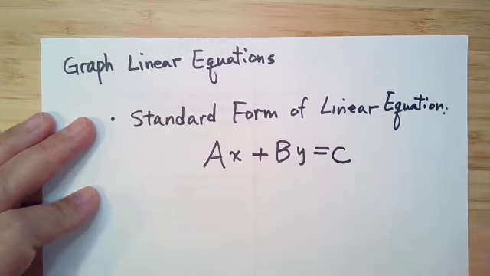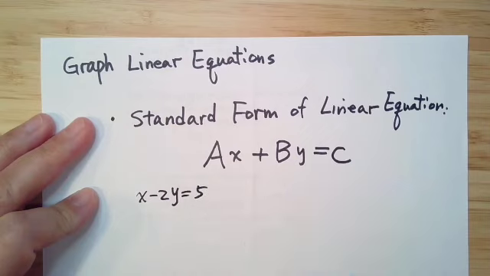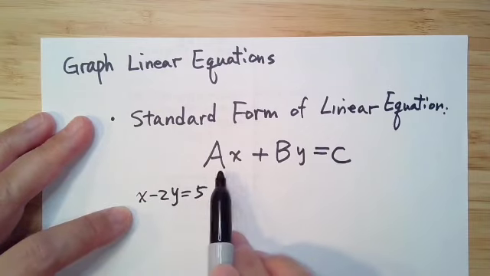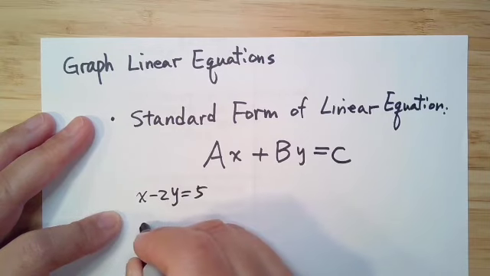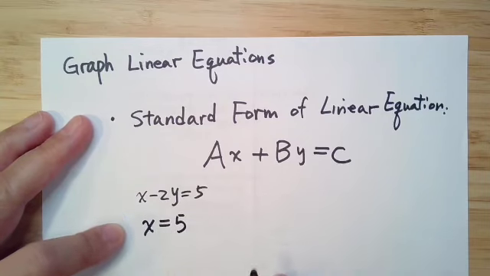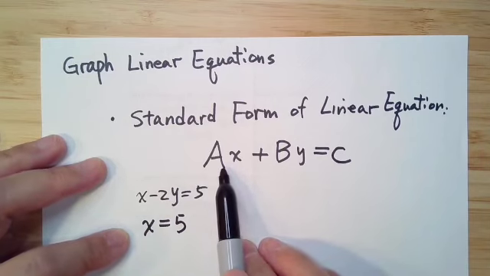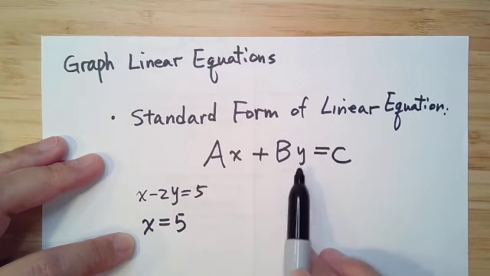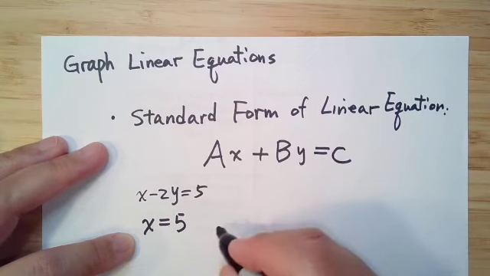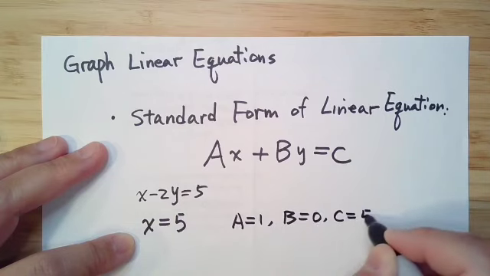Let me give you an example, like x minus 2y equals 5. Here, a is 1, the coefficient of x. So in this case, a is 1, b is negative 2, and c is 5. What about x equals 5? Then A, the coefficient of x, is 1. And what about the b term, the y term? There's no y, so b is 0. So in this case, a is 1, b is 0, and c is 5.